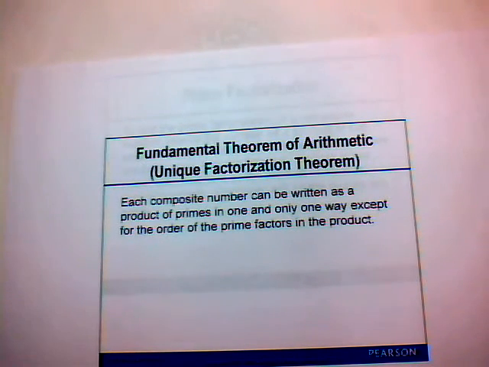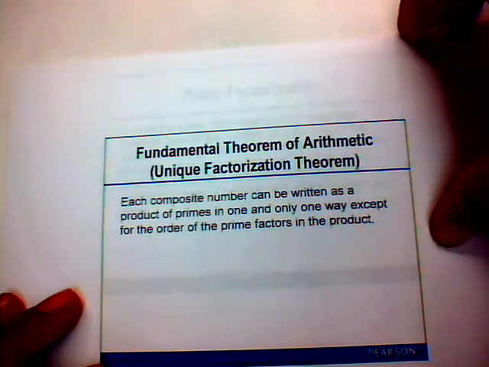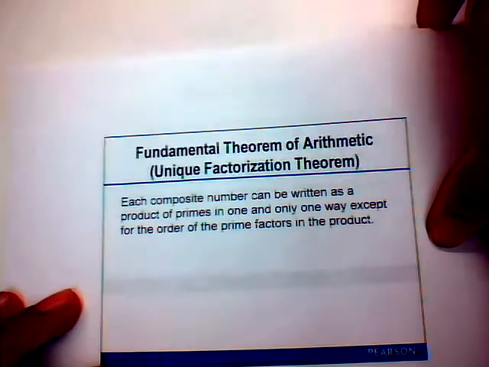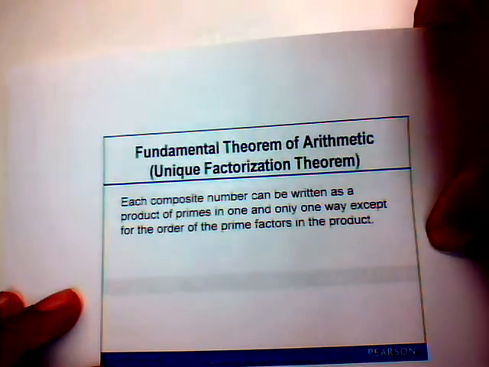Okay, now here's the fundamental theorem of arithmetic, which is the unique factorization theorem. Each composite number can be written as a product of primes in only one way, except for the order of the prime factors in the product. That's the unique factorization theorem, because we can take any composite number and write it as a product of primes.